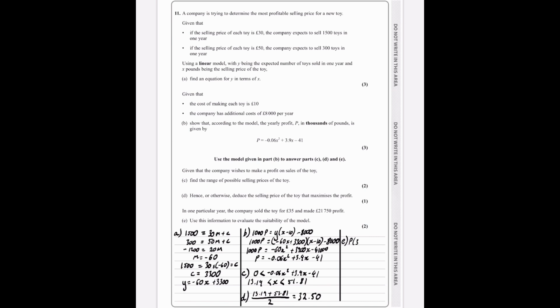Part E, essentially we're just going to test out our model. So plugging 35 into our equation for the profit, we get 22,000. Now, the real life example was 21,750. It's pretty close. So that suggests that the model is a good one.